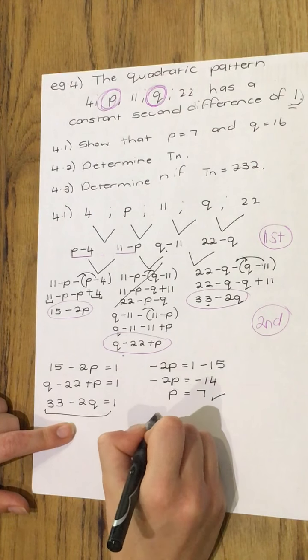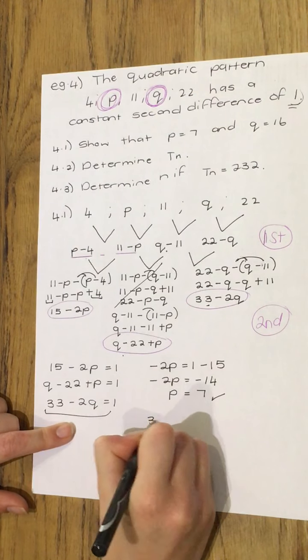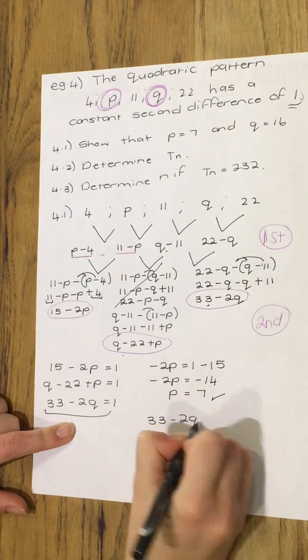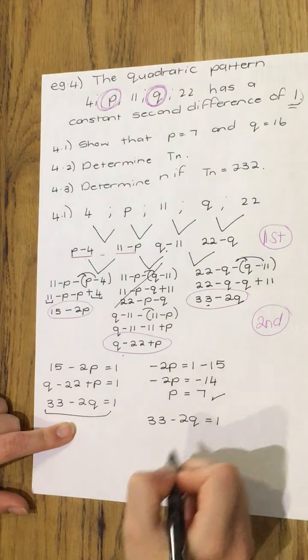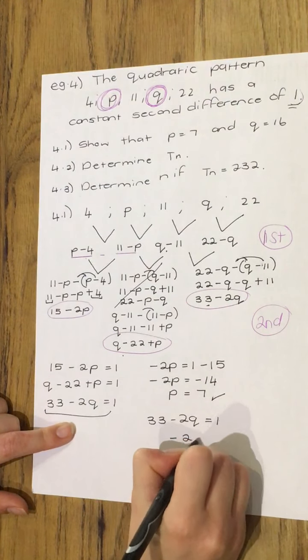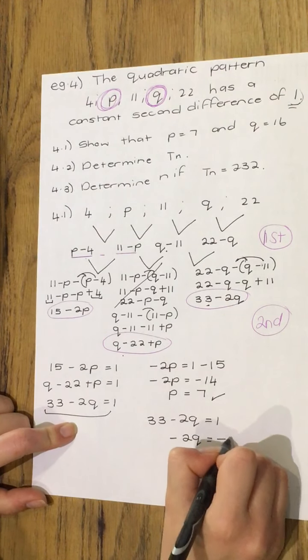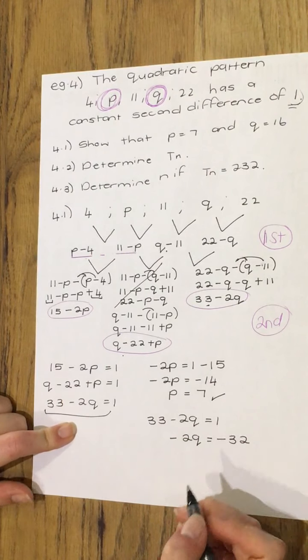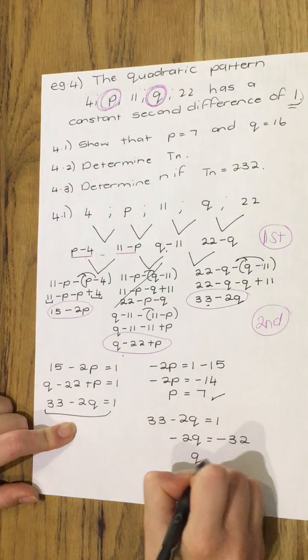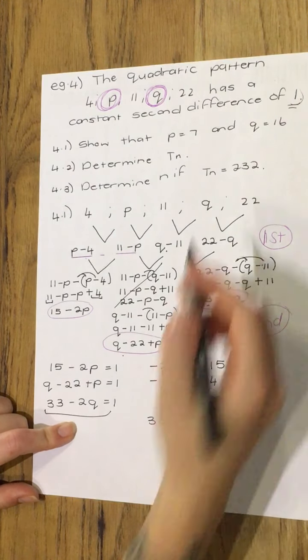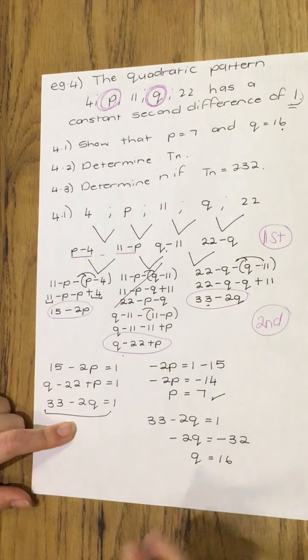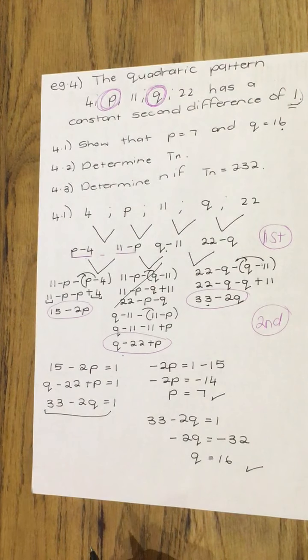So this will be 33 minus 2Q is equal to 1. If I take the 33 over, I get minus 2Q is equal to 1 minus 33, which is minus 32. And then I must just divide both sides. So Q is equal to 16. Have I proved that Q is 16? Yes, I have. I know it's quite a challenging one, but just focus.